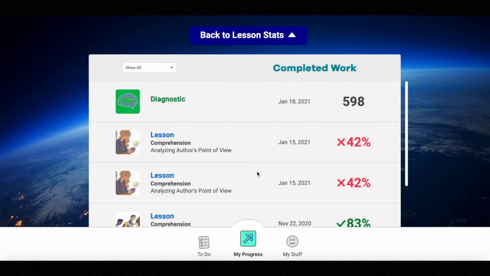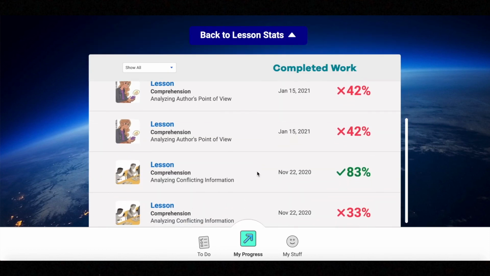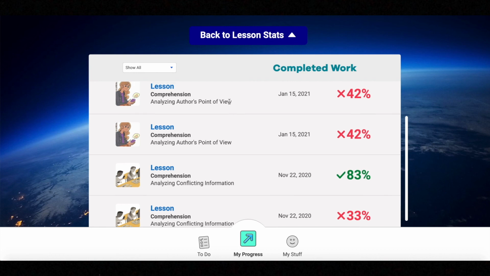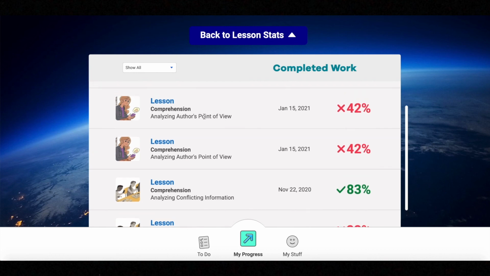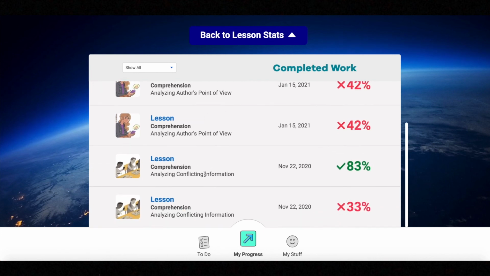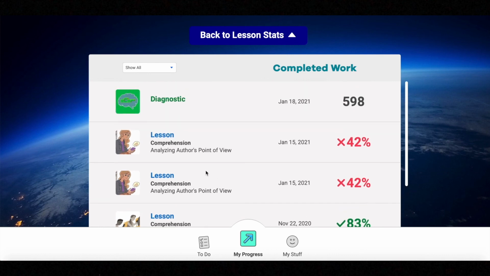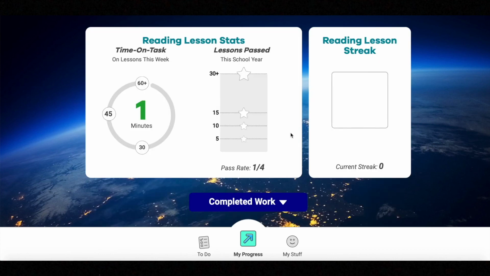It also tells me my completed work, things that I've already done. For instance, if I didn't pass something, it told me that I didn't pass. If I did pass a lesson, it did tell me. It also tells me when and where I did it and how I did, and it also lets parents know how I did on my diagnostic. But then I can go back to the lesson stats, and there it is.